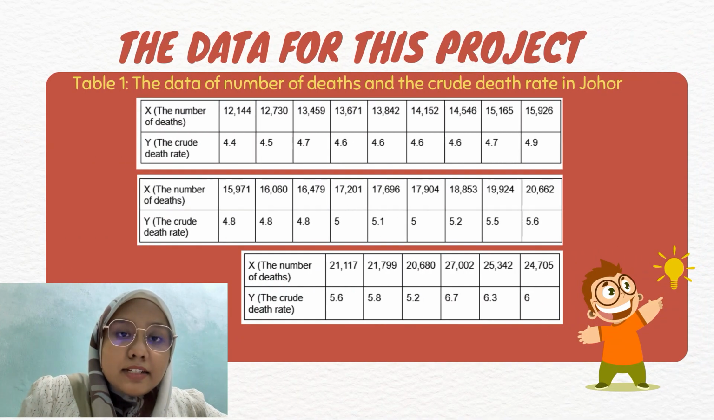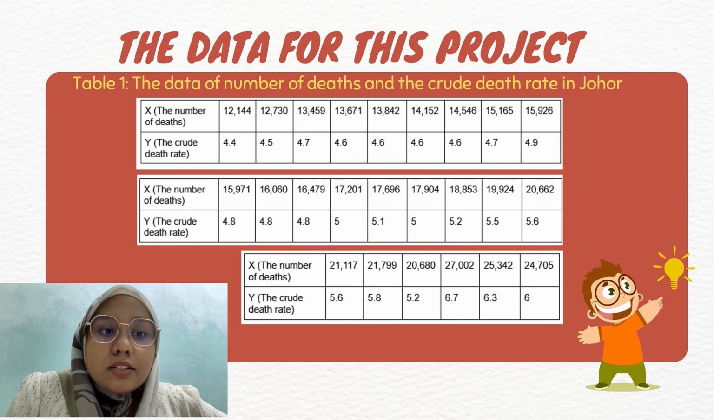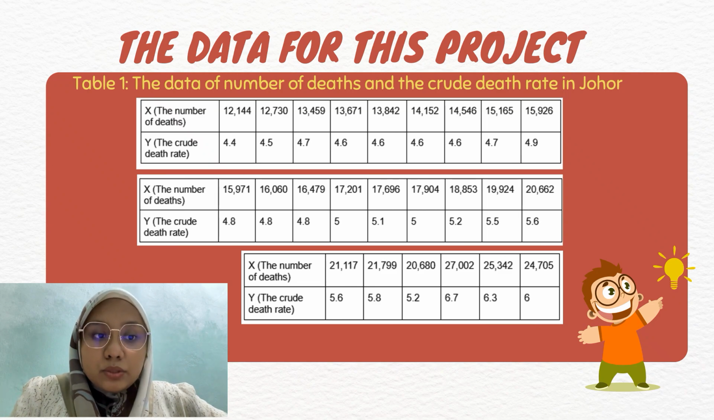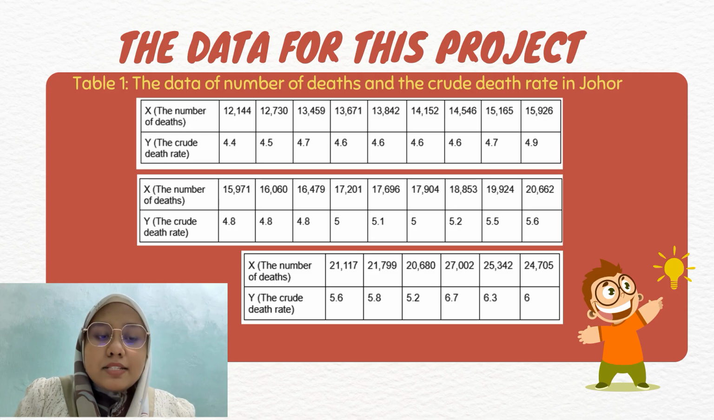As we can see here, this is our data. This slide shows the data that we use for our project. Here, we have the number of deaths, which is represented as x, and the crude death rate represented as y. Specifically, for the state of Johor, the values are arranged by year, and from the table, we can see that both the number of deaths and the crude death rate increase gradually over time. This gives us a clearer picture of how mortality changes from year to year.